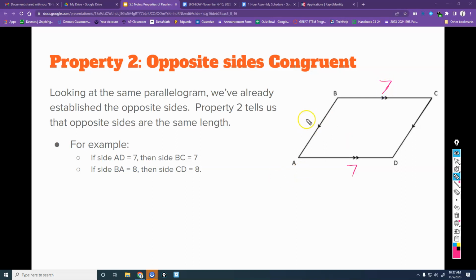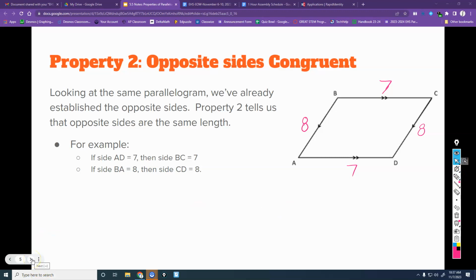If AB is 8, which it doesn't look like, this is not drawn to scale, what is CD? Also 8, right? Opposite sides are congruent to each other. So some of the questions you're going to get are going to be as simple as having an 8 right here. You have to tell me the opposite side is 8. Okay? So some of them will be very simple.